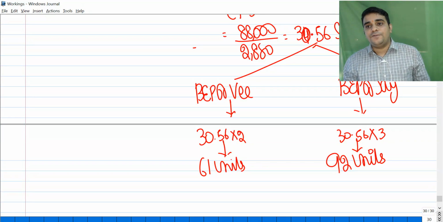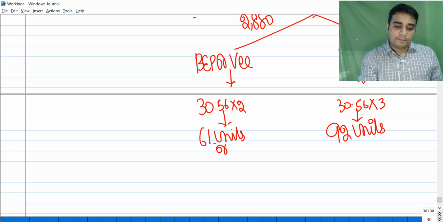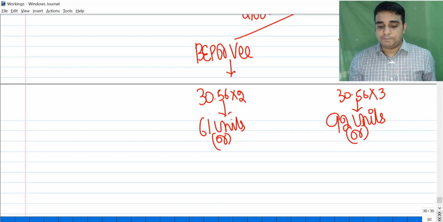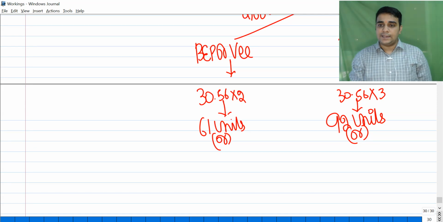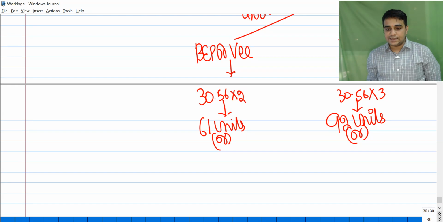Break even point of V is 61 units, break even point of J is 92 units. This also doesn't help me. Multiply with the selling price: 61 units into the selling price, 92 units into the selling price.